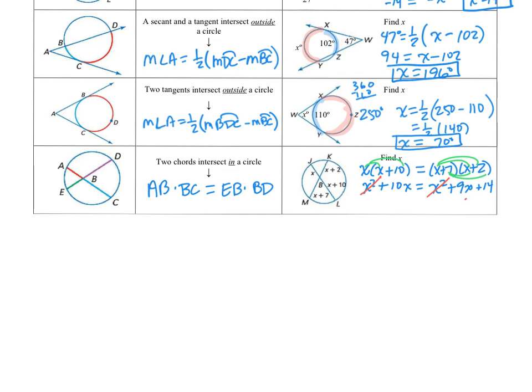I'm just going to subtract a 9x from both sides. So our solution turns out to be x equals 14. Okay, now if you want to take the time and plug it back in, if you plug 14 everywhere you see an x, then you can check and make sure that the two products are equal to each other.